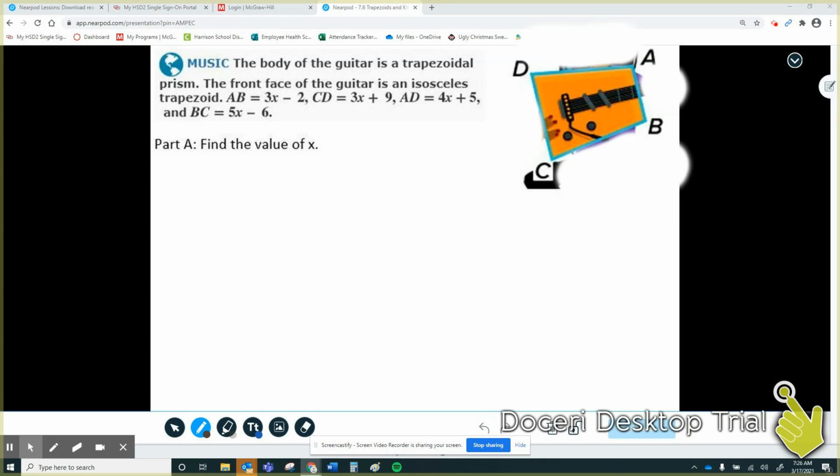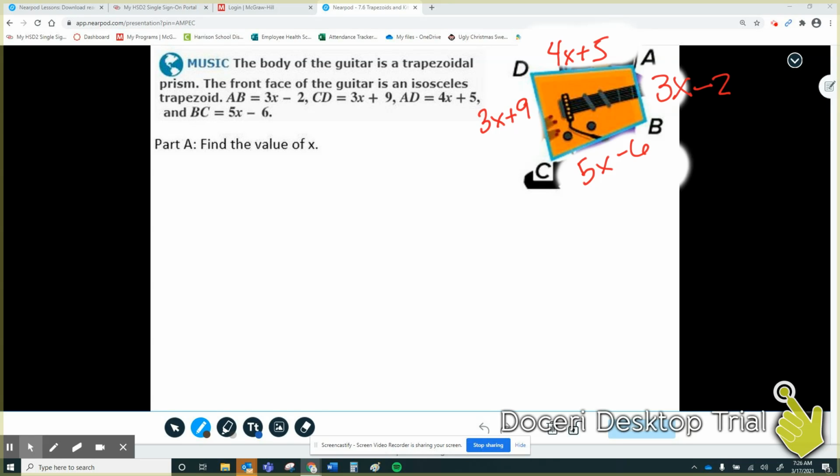All right, it says AB, which looks like it's the right side, is 3x minus 2. CD, which is the left side, is 3x plus 9. AD, the top, is 4x plus 5. BC, the bottom, is 5x minus 6. Our job is to find the value of x.